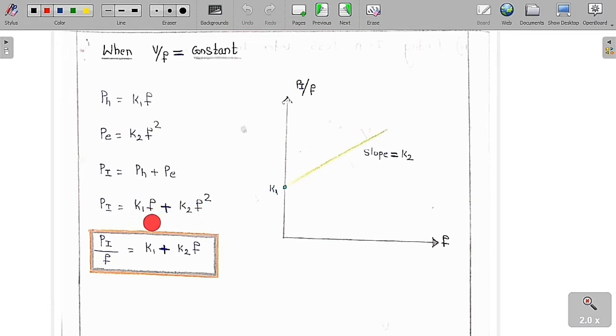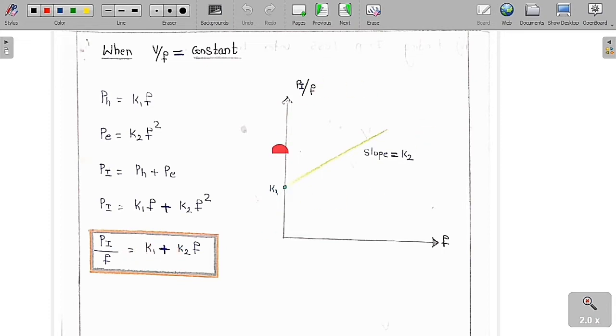Take the frequency and do the division by frequency on this overall total side, we are going to get Pi by F is equal to K1 plus K2 into F. So you can see clearly this is the format of Y is equal to Mx plus C. So Y is nothing but Pi by F and x is nothing but F. Mx follows slope. The slope of this line is equal to K2. C is nothing but the Y intercept, which is equal to K1.